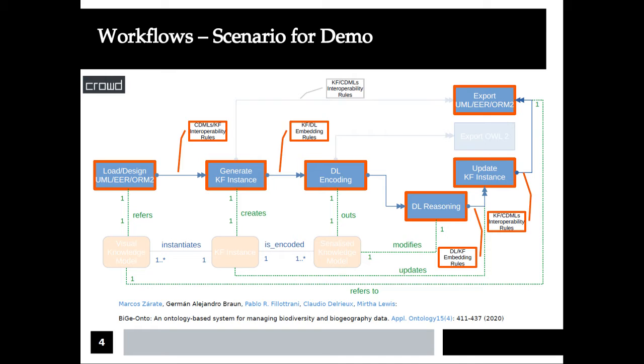Finally, we will showcase Crowd by following the shown workflow, which involves each feature of our tool. This means that we will load a UML conceptualization of an already published ontology named BigEonto, make some changes to it, and invoke automated reasoning to validate it before sharing it with other users skilled in entity relationship, ORM2, and OWL2. BigEonto is an ontology designed for modeling biodiversity and marine biogeography data.